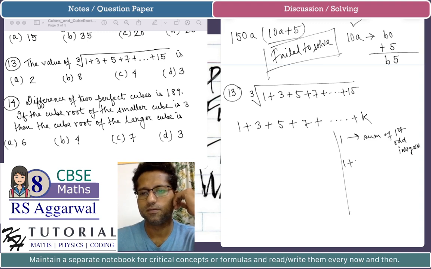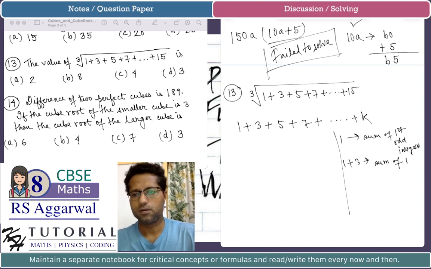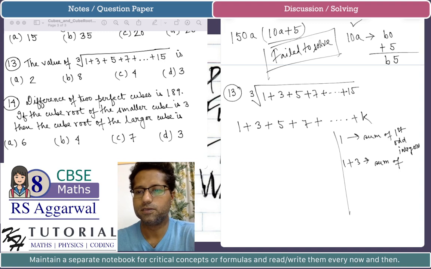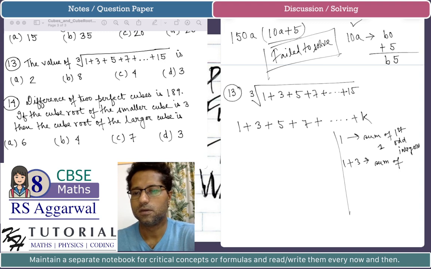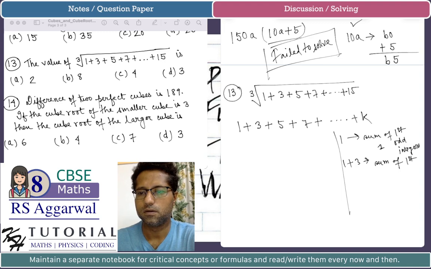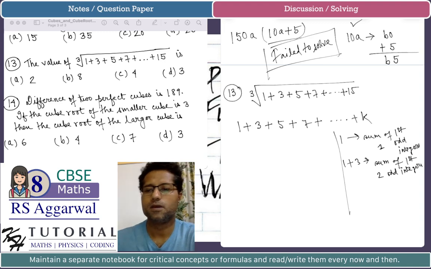1 plus 3 is the sum of the first 2 odd integers, that is, we are having 2 odd integers, 1 and 3.